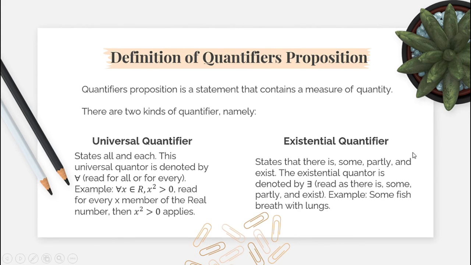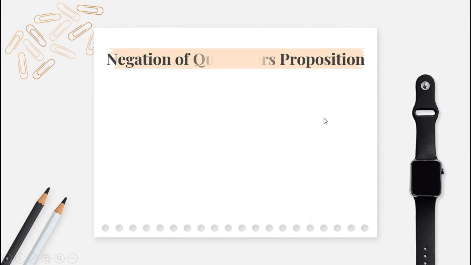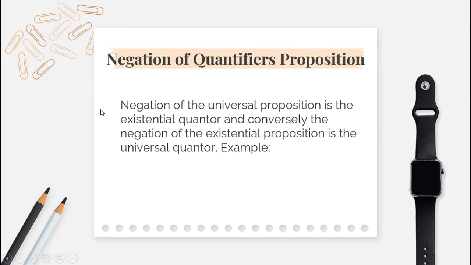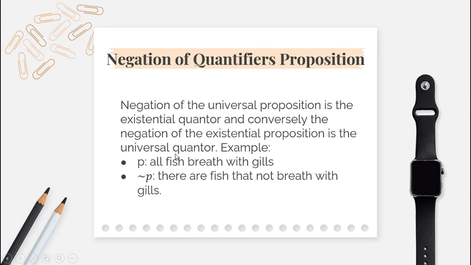Okay, next. The negation of quantified propositions. The negation of a universal proposition is an existential quantifier, and conversely, the negation of an existential proposition is a universal quantifier. For example, all fish breathe with gills. The negation: there are fish that do not breathe with gills.